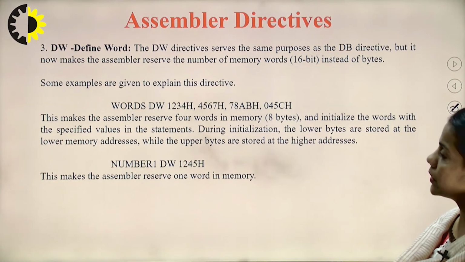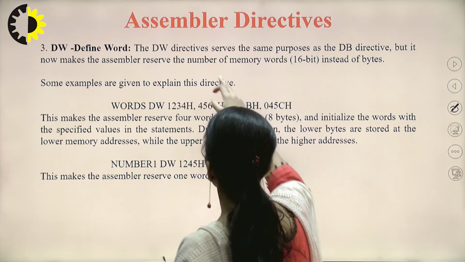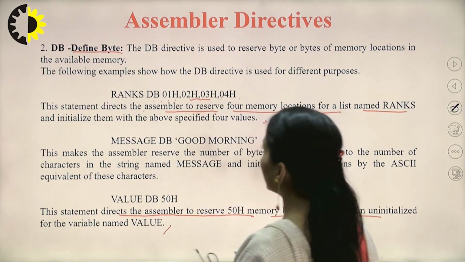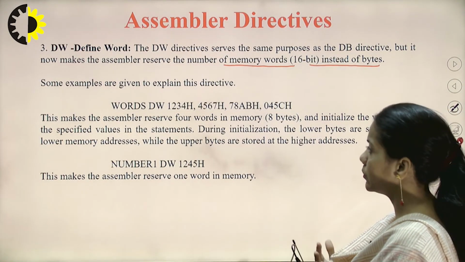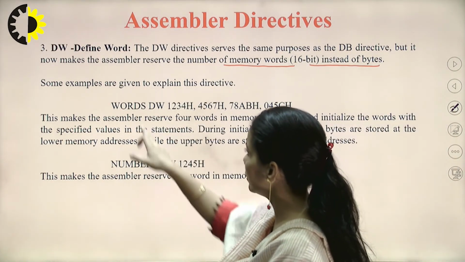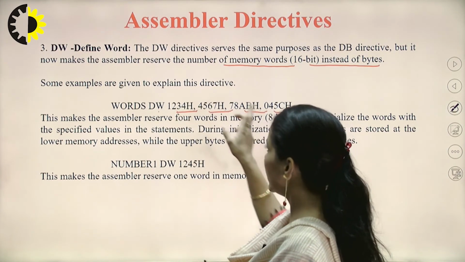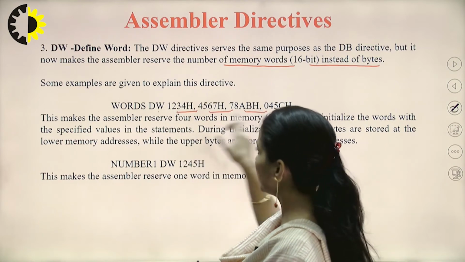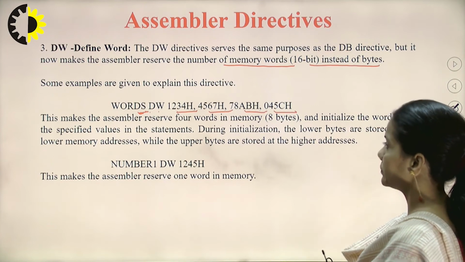The next assembler directive is define word. So it allocates memory in words instead of bytes. It is similar to DB, but here words are allocated, that is 16 bits are allocated. For example, here words, define word. These are 16-bit words, and this memory has been allocated for these 16-bit words, and it has been given the name words.